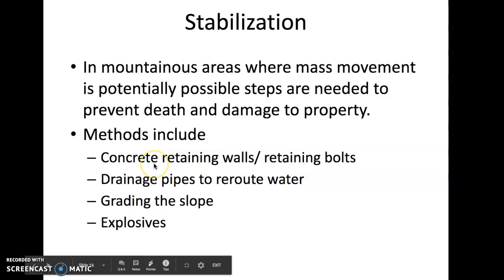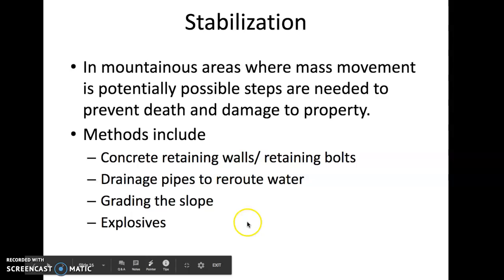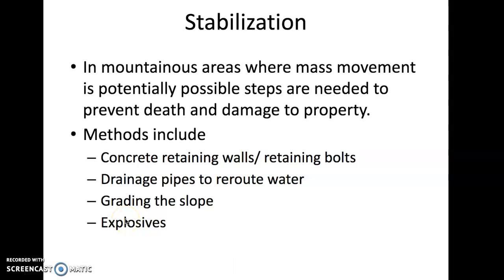Some things we've done to try and prevent them are concrete retaining walls, so building walls around really steep sides, retaining bolts, drainage pipes to reroute water, so we know that excess water causes a lot of these issues. Let's try to get the water out of there before it can do damage to the soil. We can grade the slope, so instead of making it very, very steep, we might build it out so it slowly slopes down. And we also use explosives to try and cut down on this possibility of having mass movements. We could use explosives to get rid of the hill altogether, although that's not a very sustainable option there. We can use explosives to reshape the walls to better stabilize them, to make them more gradually sloping. We could do a wide variety of things with this.